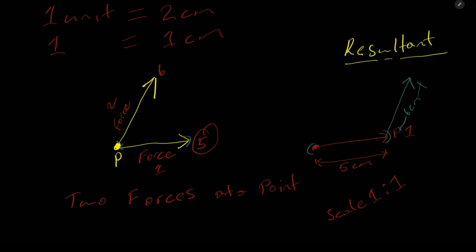Once you have done so, you're going to connect the start point to the end point. What is the start point? This here, point P, is your start point. Your end point is right at the end of force 2. We're going to be connecting these two points, and you realize that it basically creates a little triangle. That final line is the resultant. So this is the resultant of these two forces.